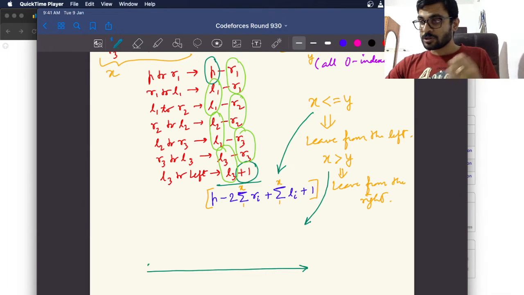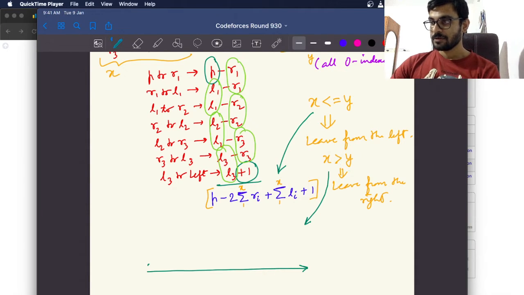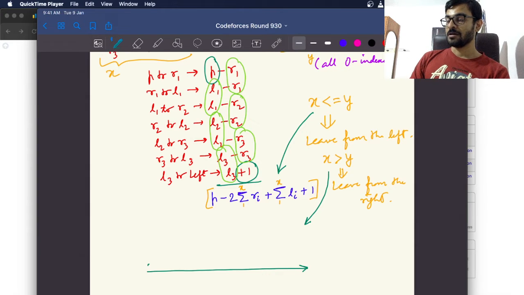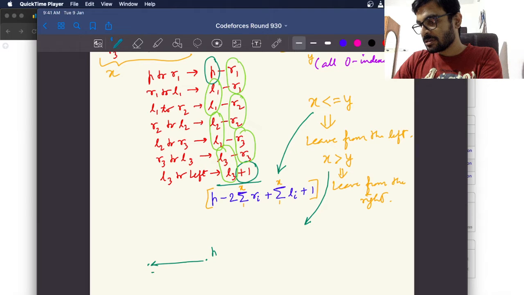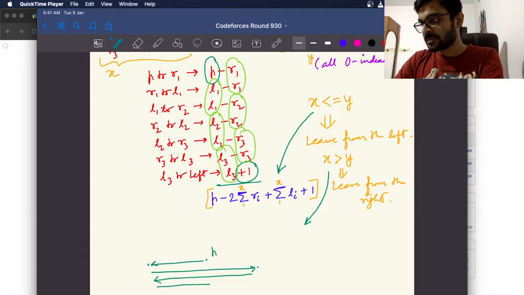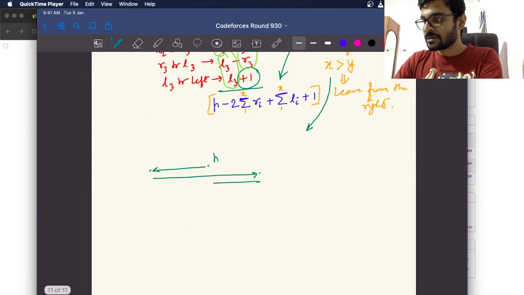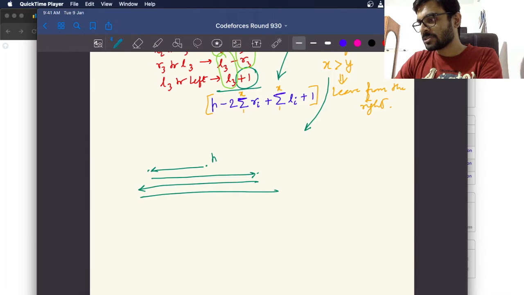So you have got Y collisions. You move to the left. For Y collisions, let's say this is the starting point. For the first collision, there was something on the right. Then for the second collision on the left, there was something on the right, and so on.